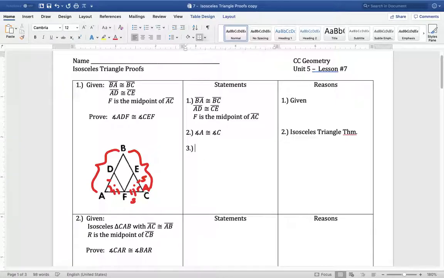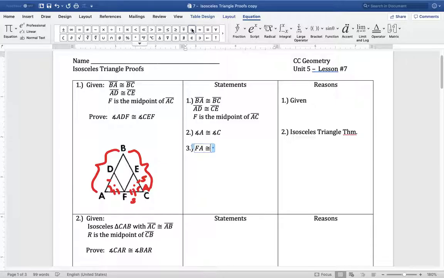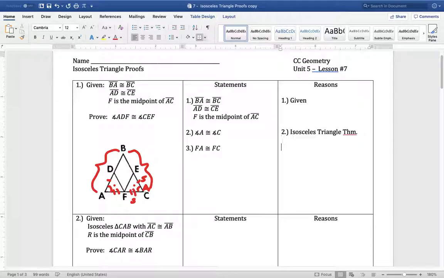Okay? And from here, since we have right now the angle, we have DA congruent to EC, we just got to get this midpoint thing down. So this is where we'll say FA is congruent to FC, and the reason for that is definition of midpoint. And finally, we can now say the triangles are congruent by side angle side. So I can make this statement here. Let's grab all of that there.